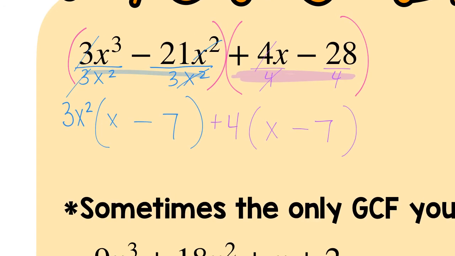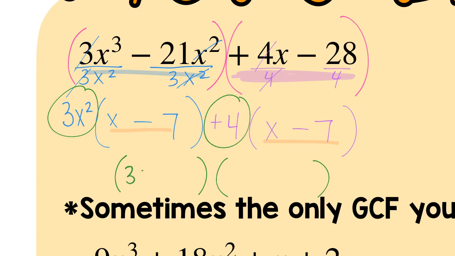And we did it correctly because they match up, x minus 7, x minus 7. So let's go ahead and write our two factors. In the first one, I'm going to put the outside numbers, so 3x squared plus 4. And in the second one, I'm going to put x minus 7.